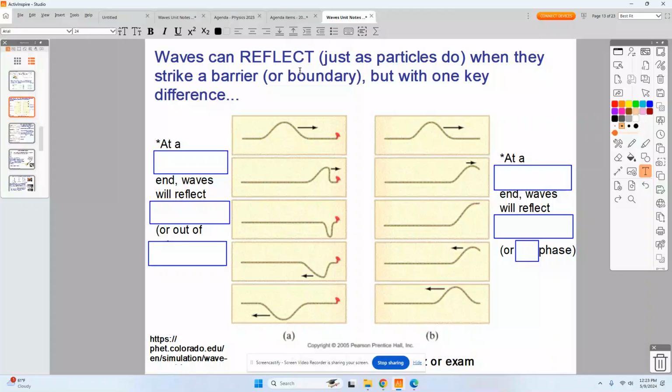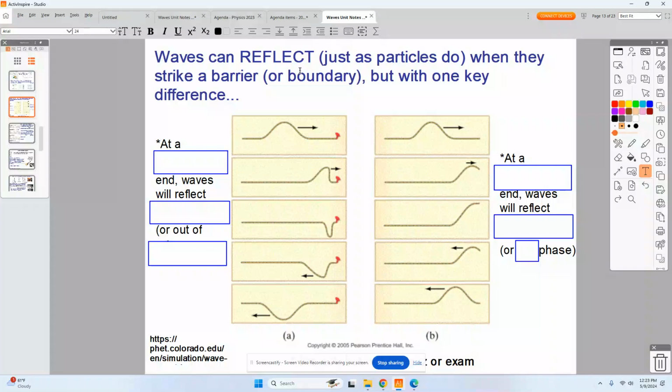I want to look at some wave reflection ideas. Waves reflect differently than particles. So I'm going to bounce this to Parker. Ready? Just a golf ball. When that golf ball hits the ground, it reflects in a very consistent way.